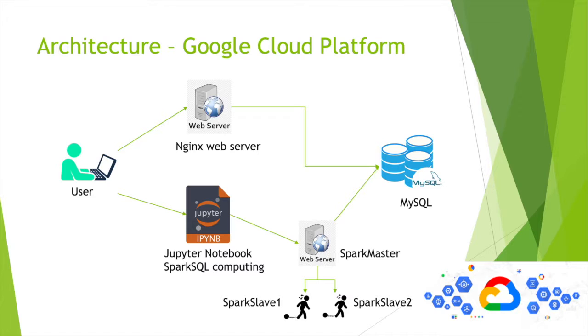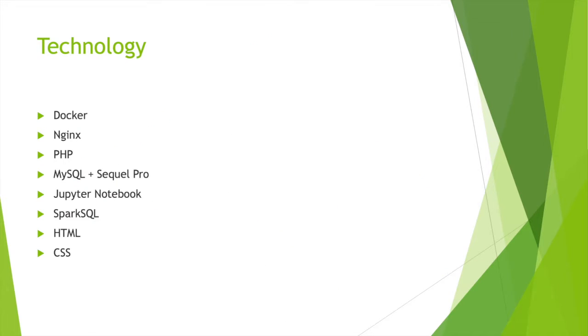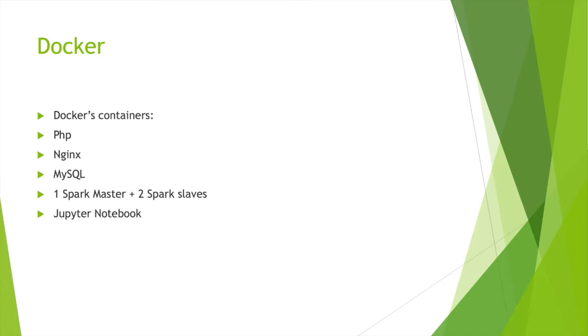Moving on to the architecture design, the map can be seen here. We use several tools to deploy our project. Here are the tools we use for the project. In Docker, there are several containers inside. They are PHP, Nginx, MySQL, one Spark Master plus two Spark Slaves, as well as the Jupyter Notebook.